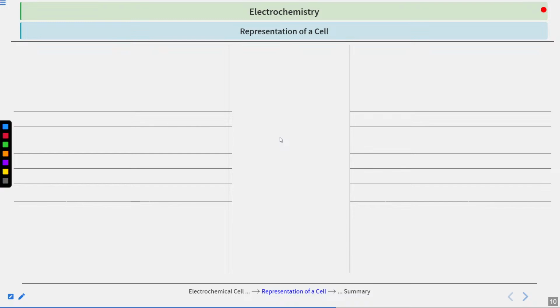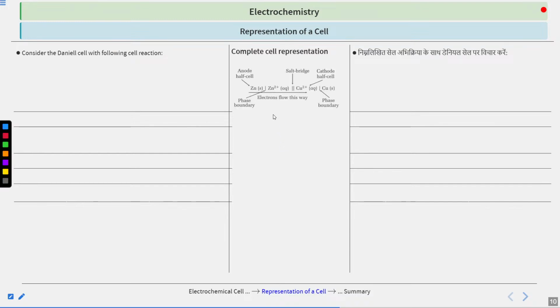Now, talking about a very important thing which is important for your numerical questions: the representation of a cell. Let us consider a Daniell cell here. So this is the Daniell cell representation. Here you have zinc going to Zn2+, and here you have Cu2+ going to copper. This is the half cell reaction occurring at the anode on the left hand side, and this is the half cell reaction occurring at the cathode on the right hand side.